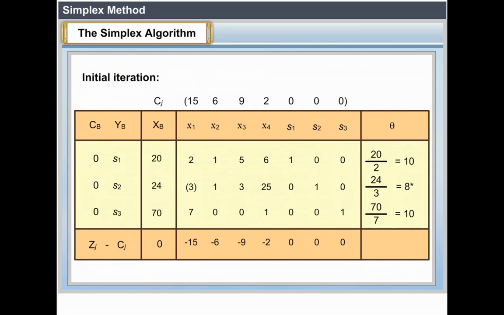We have to fill the table row by row. First row is filled by the first constraint, second row is filled by the second constraint, third row is filled by the third constraint, and then Cj is filled by the coefficients in the objective function.